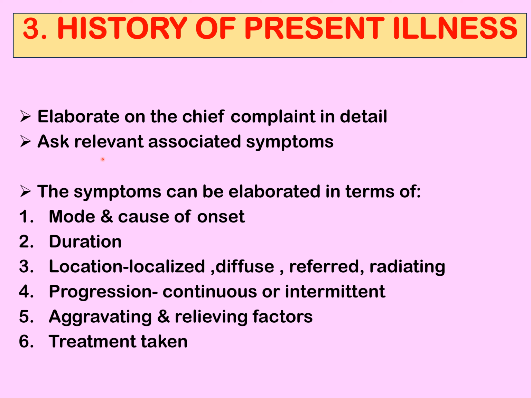Next component of case history is history of present illness. It is basically an elaboration of the chief complaint. Also, relevant associated symptoms are asked to the patient. The symptoms can be elaborated in terms of mode and cause of onset, the duration of the symptom, location, whether it is localized, diffuse, referred, radiating in case of pain, progression, that is, whether it is continuous or intermittent. We can ask the patient about the aggravating factors and relieving factors. Also, we can ask about the medications undertaken to treat that symptom.